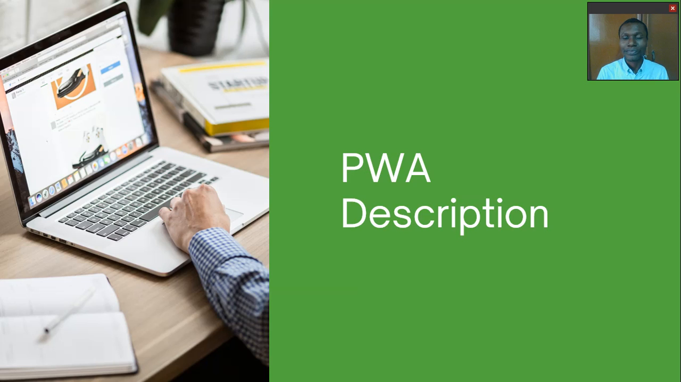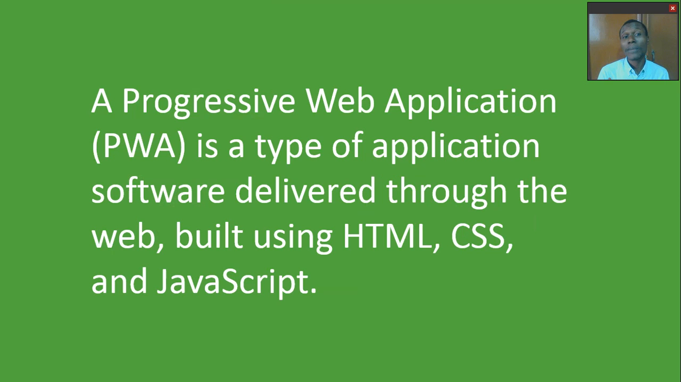PWA description. A progressive web app is actually called PWA. It's a type of application software delivered through the web or through the mobile space with the use of HTML, CSS, and JavaScript. And with the existing technology, as a web developer, you can leverage what you already know to build for the web and for the mobile app space.